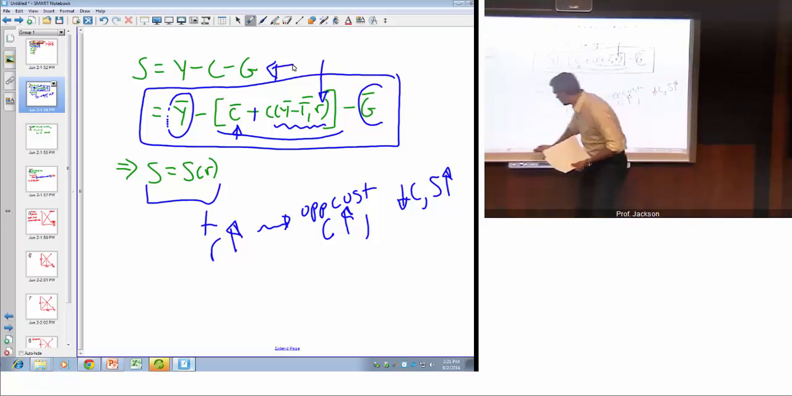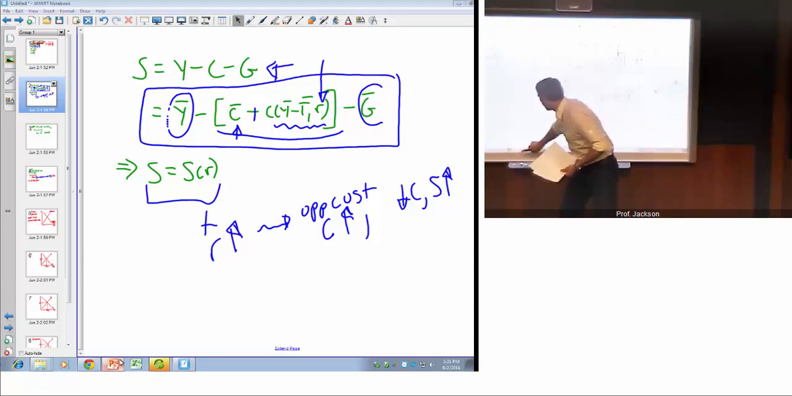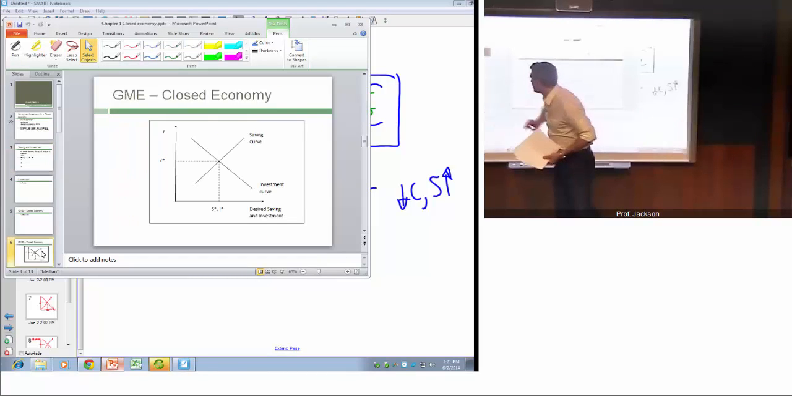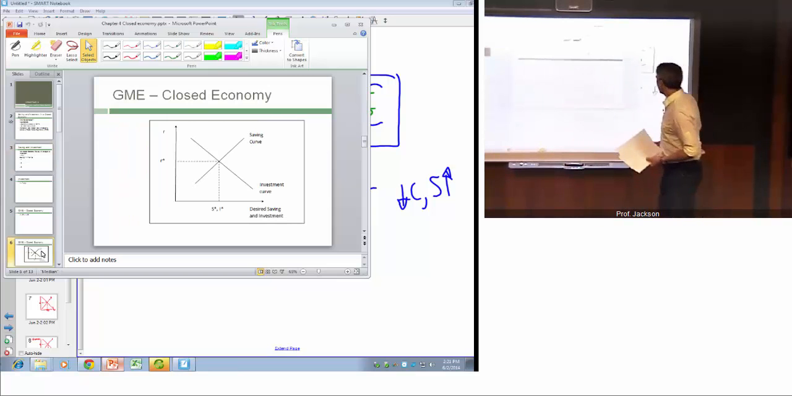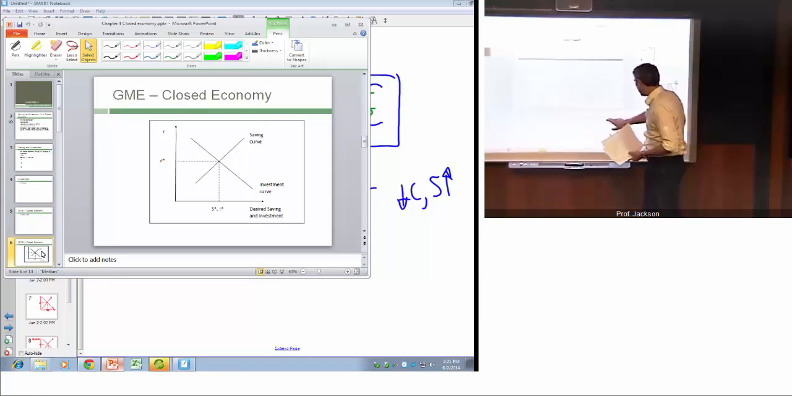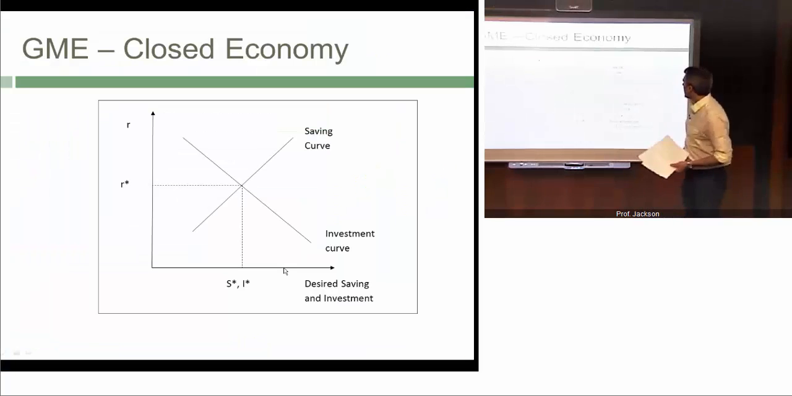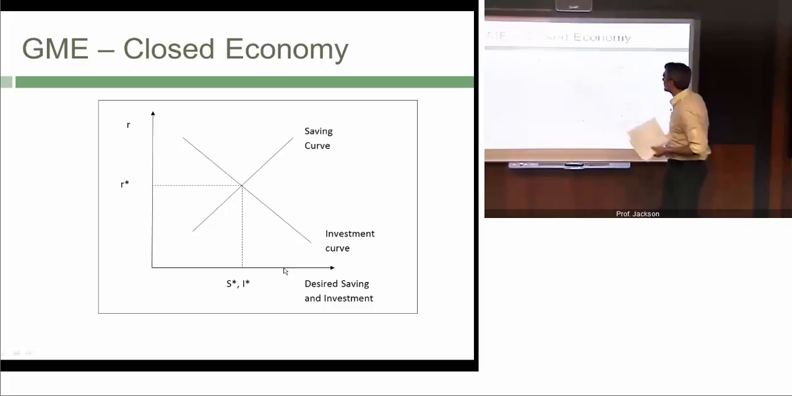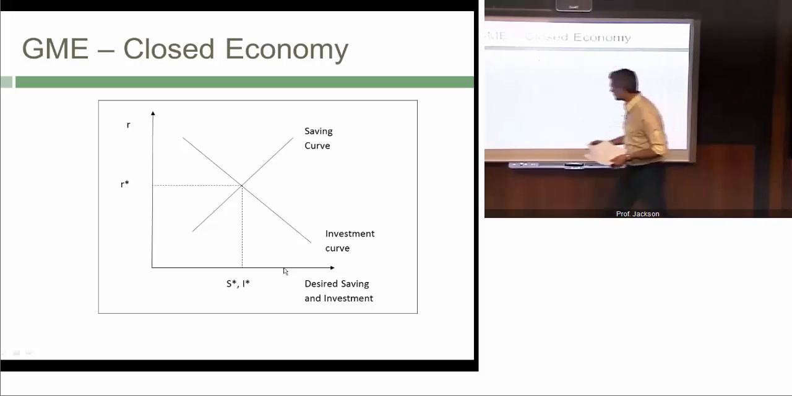And I think if I flip back to these slides, we have an example of this right here. So there's our saving curve. Again, this is upward sloping. The idea is as the real interest rate rises, the incentive for households to save rather than consume goes up. And so there's more saving generated in the economy overall.